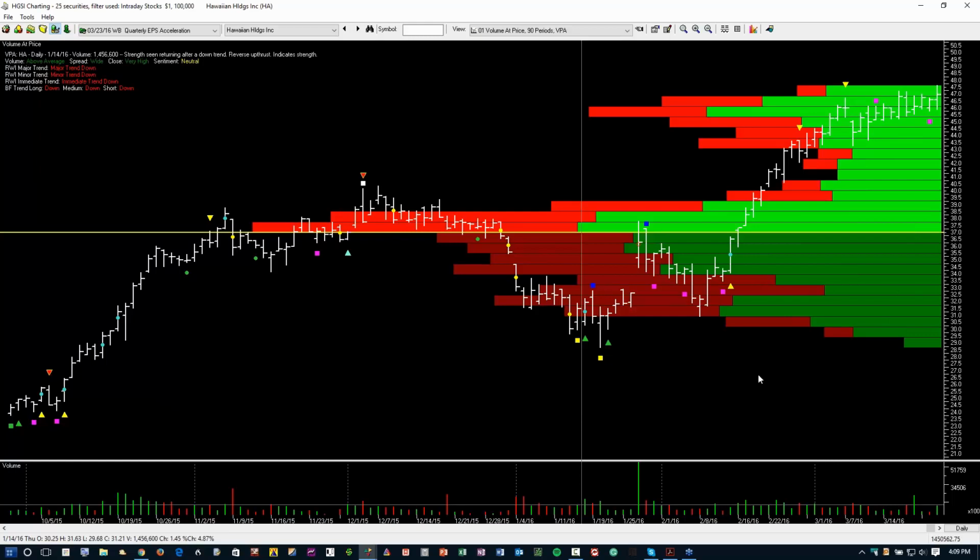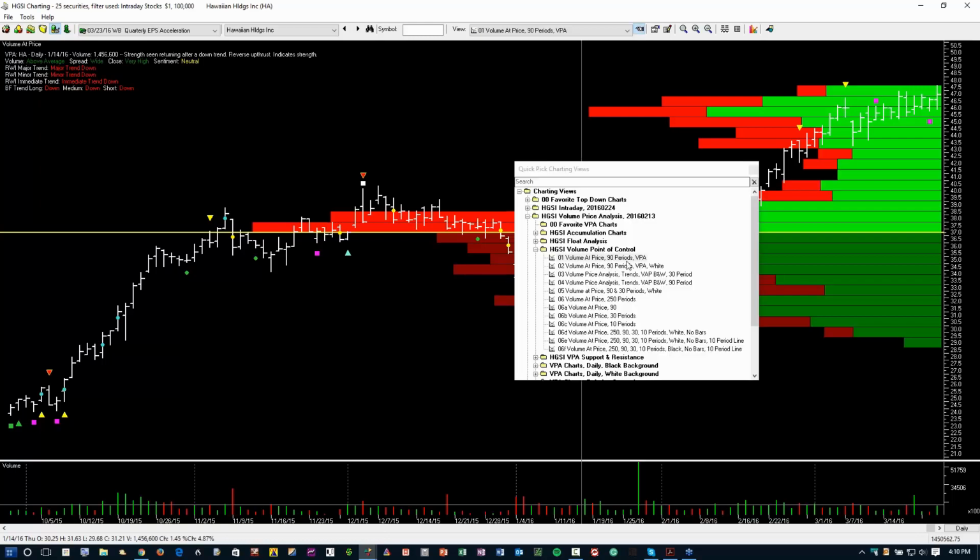Yeah, you really need to go back in time and look at that and see where the volume point of control was at that time. But it's all going to change as we choose different time periods. Let's just stay on this same chart, okay?